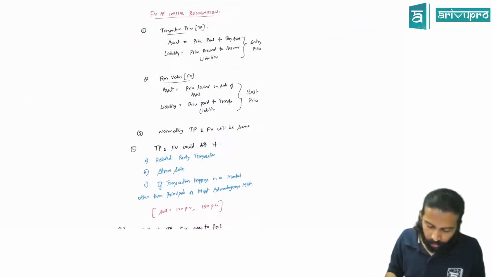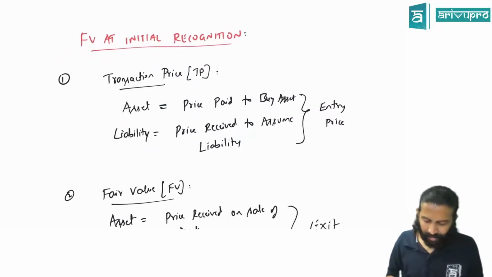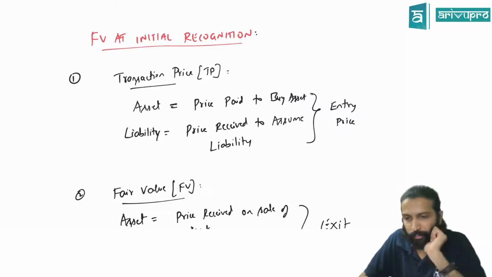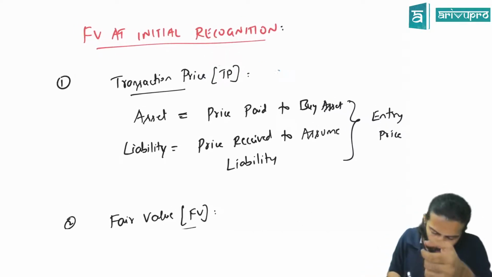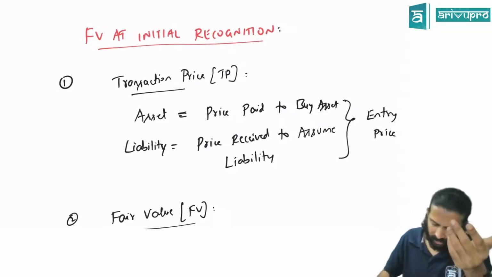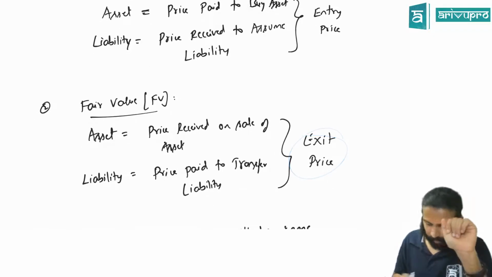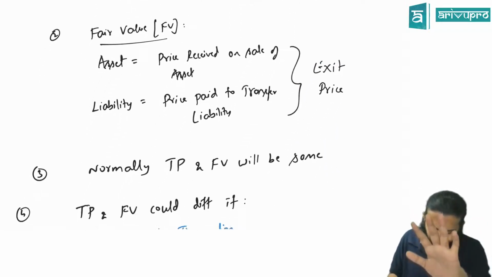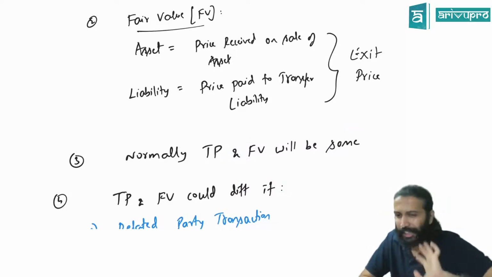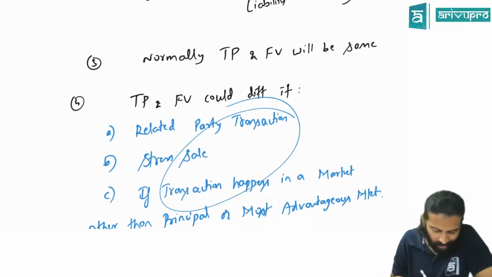Okay. This concept is what? If any standard requires that initially you have to recognize an asset and liability at fair value, what to do? There could be a difference between transaction price and fair value, because transaction price is more entry price oriented, and fair value is exit price oriented. But in most transactions, fair value and transaction price will be the same, because if you are buying, somebody is selling, it will happen at fair value only. But in a few circumstances, they could be different.